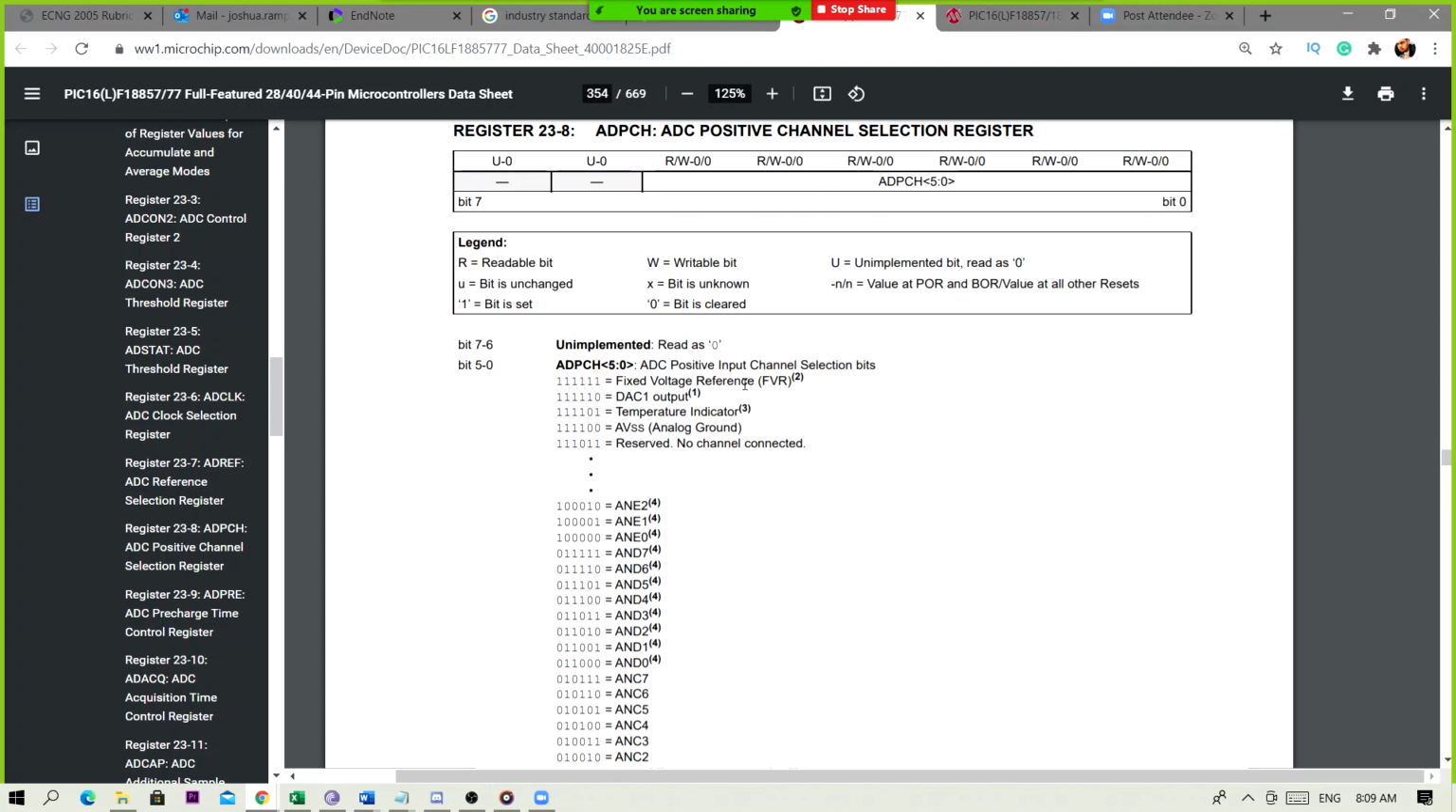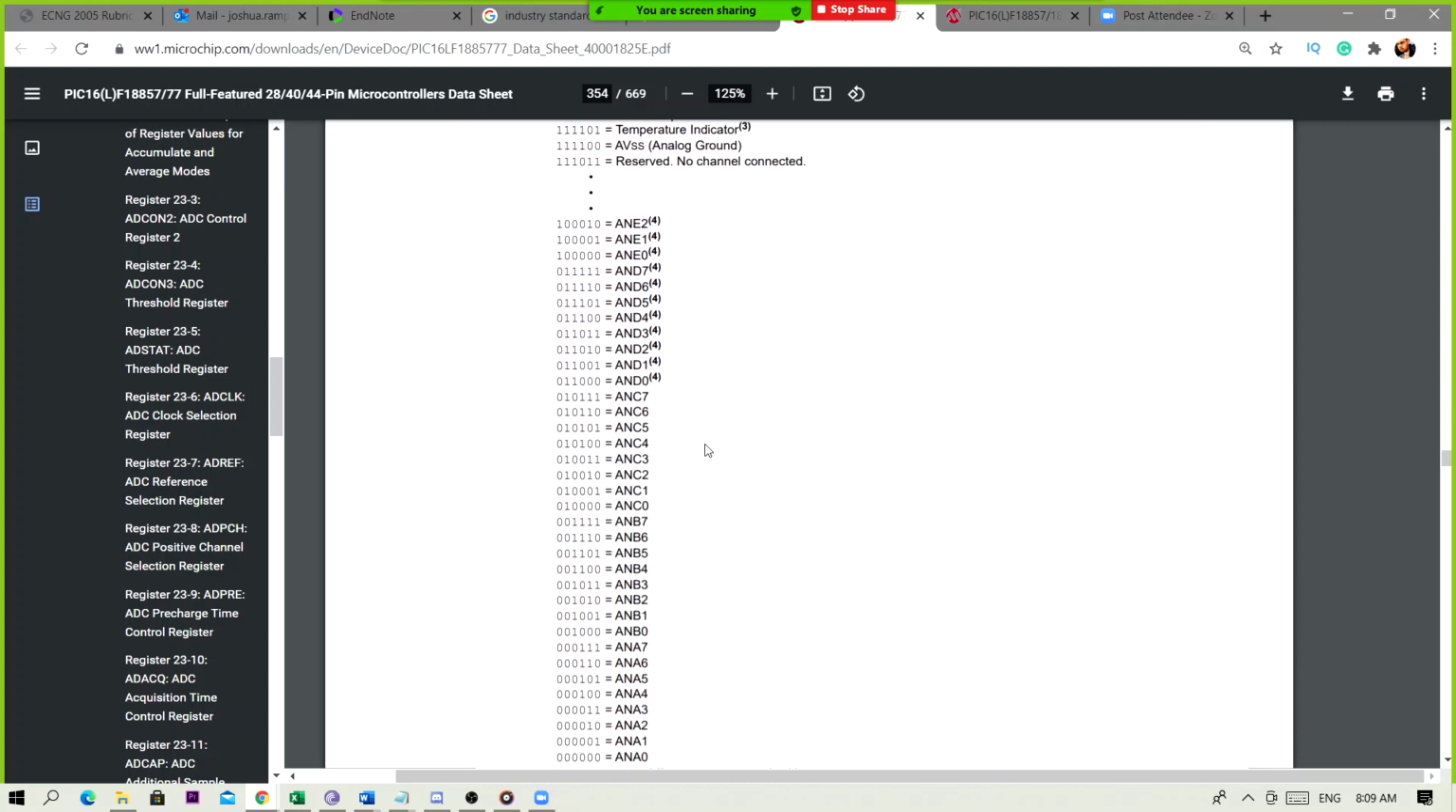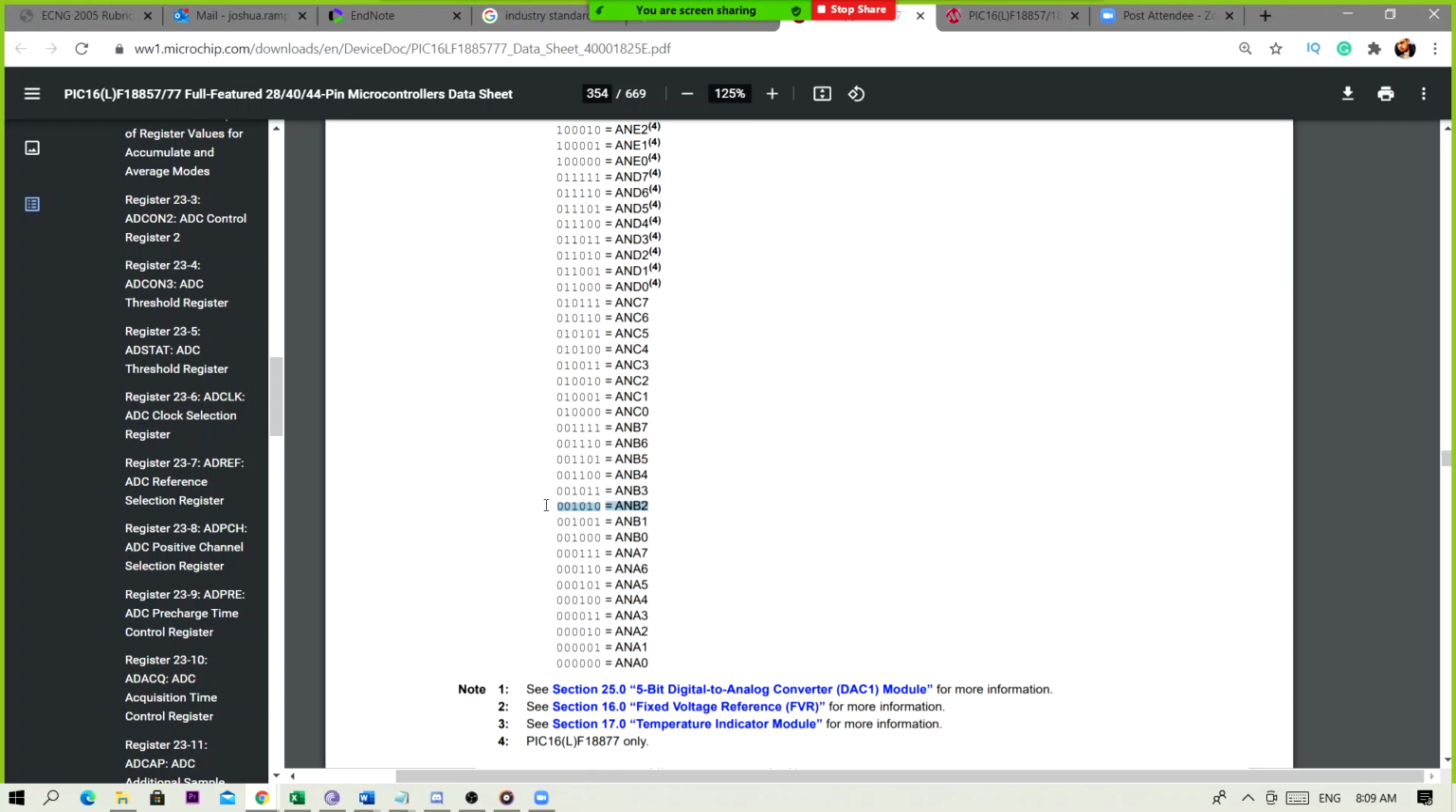I want you to go down and find the bit pattern for B2. This is B7... B1, B2. So the way that you get that pin connected to your A to D converter is you put that bit pattern into the ADPCH register.